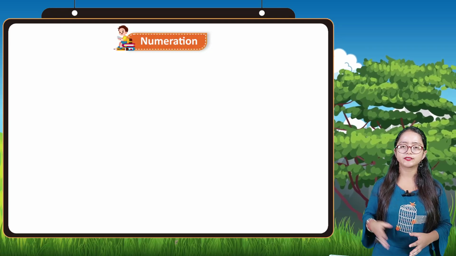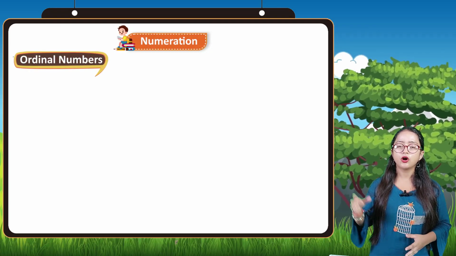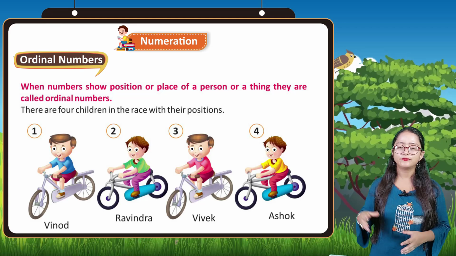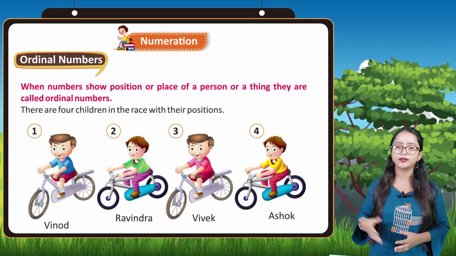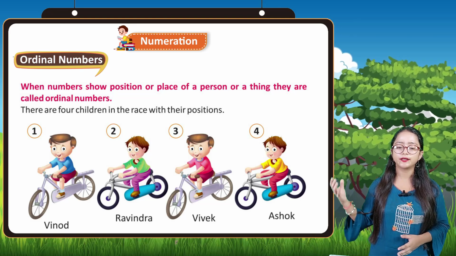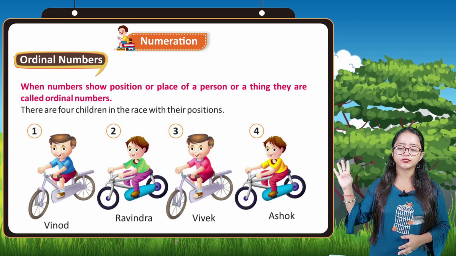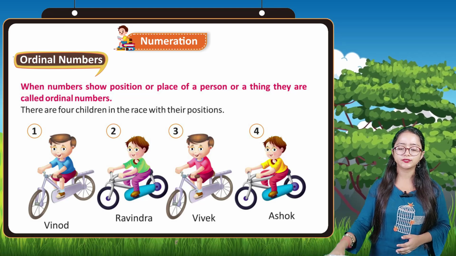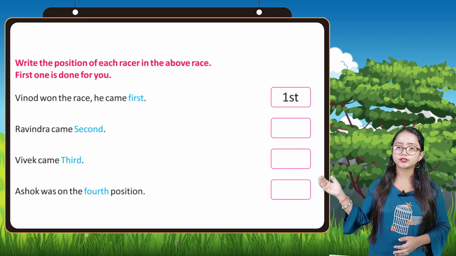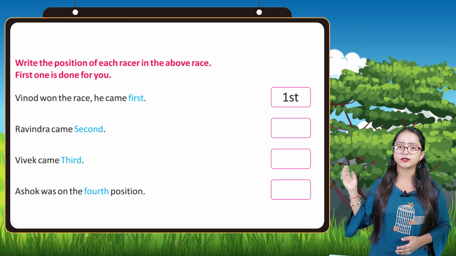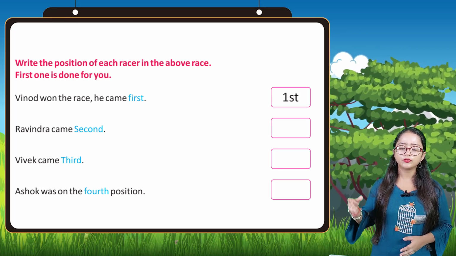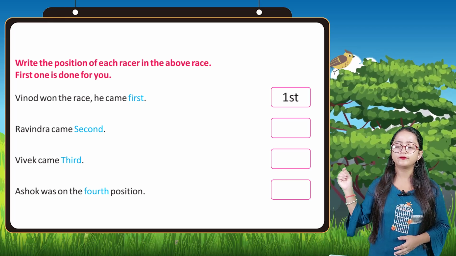Now turn the page and the next topic is numeration, ordinal numbers. When numbers show the position or place of a person or thing, they are called ordinal numbers. There are 4 children in the race with their positions. Write the position of each racer in the above race. First one is done for you. Vinod won the race. He came first.